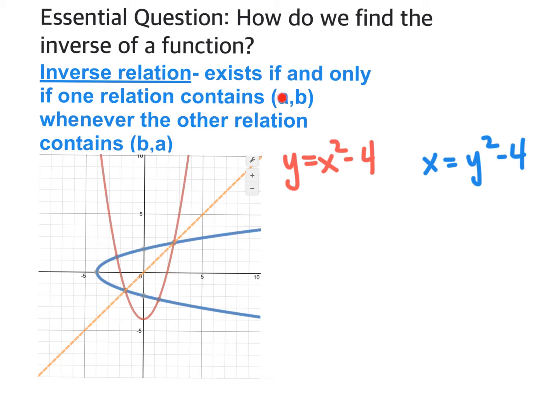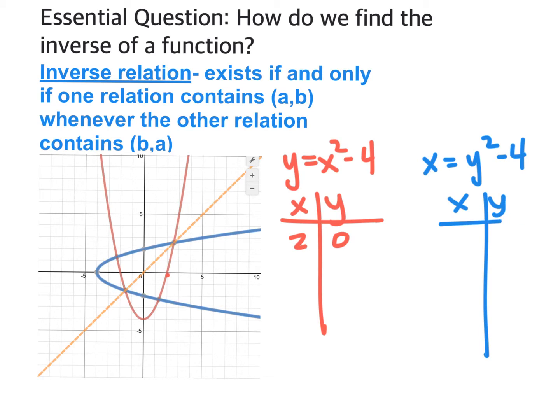So here's what it means for it to be a relation. On this red graph, I can see the point (2, 0). So if I were to make a table, it has the point (2, 0). Well, then on the blue graph, I should be able to find the point (0, 2), which I can. It's right there. So whenever this had the point (a, b), this inverse relation had the point (b, a). And that's true for every single point on these.